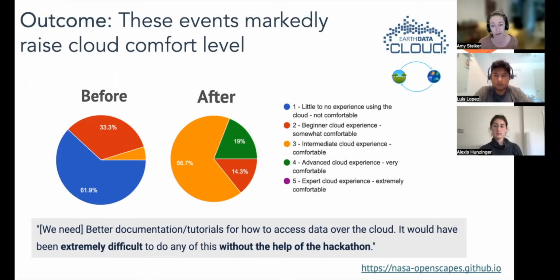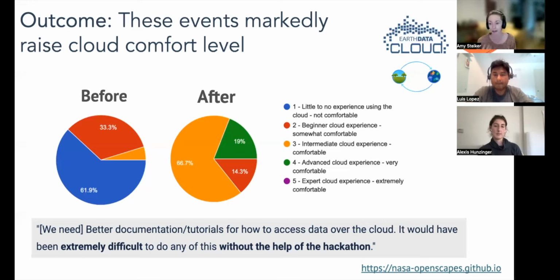So you'll see in this plot, this is from the Cloud Hackathon event in particular, before the event the majority of participants, about 40 or 50 or so, had little to no cloud experience. And then after the event, this ramped up two notches, and most of the participants had an intermediate comfort level.